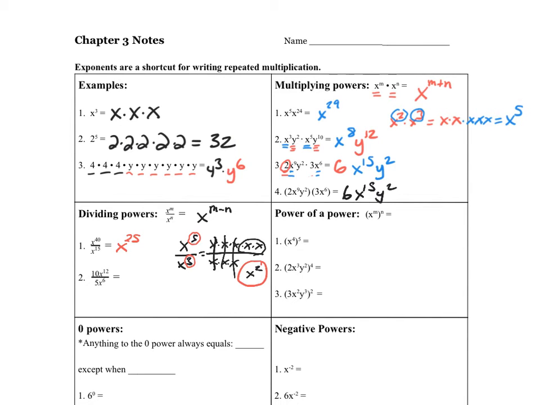Example number 2, notice here I have coefficients again. I have numbers that aren't part of the exponents. I have the 10 and the 5. We don't subtract those, we divide them, because this is a division problem. So 10 divided by 5 would be 2. And then I have x to the 12th over x to the 6th. Here's where I would subtract the exponents. So 12 minus 6 would be 6.